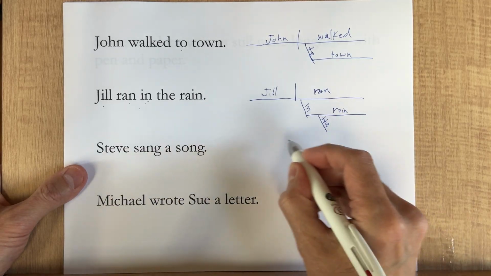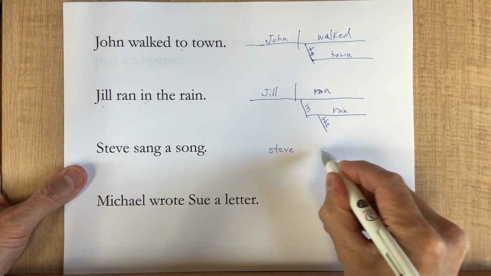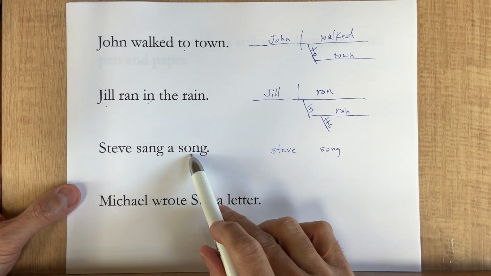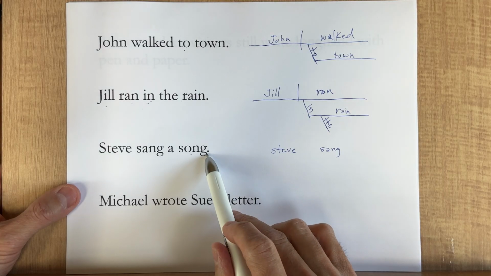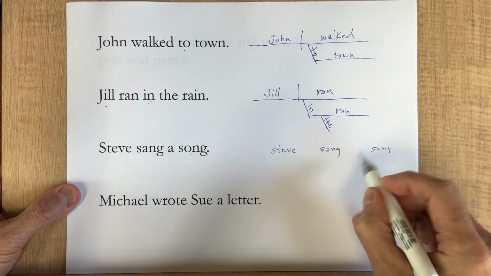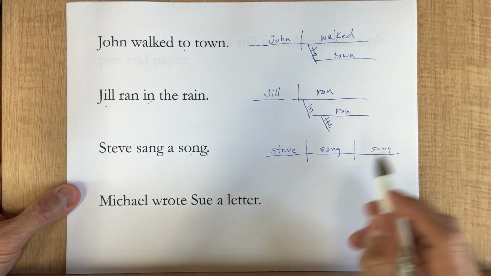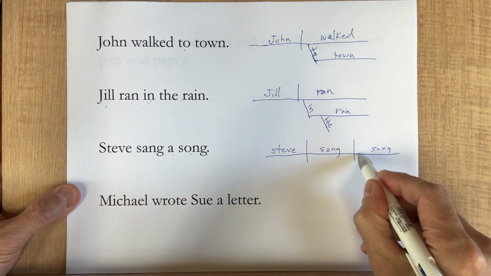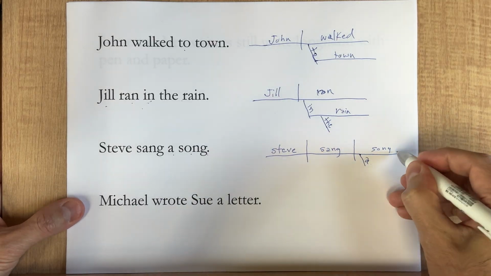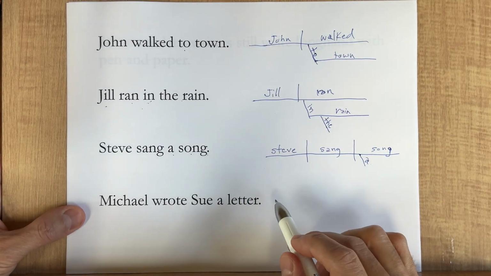Now we'll go on to the next one and we'll do Steve, this one's more interesting, sang. And in this case, song is a direct object. So you would put song over here. And then you'd put a divider and another divider and then your baseline again. And we use a right here as a functioning word for song. Sorry, writing is a little not that great. All right, let's move on to the next one.